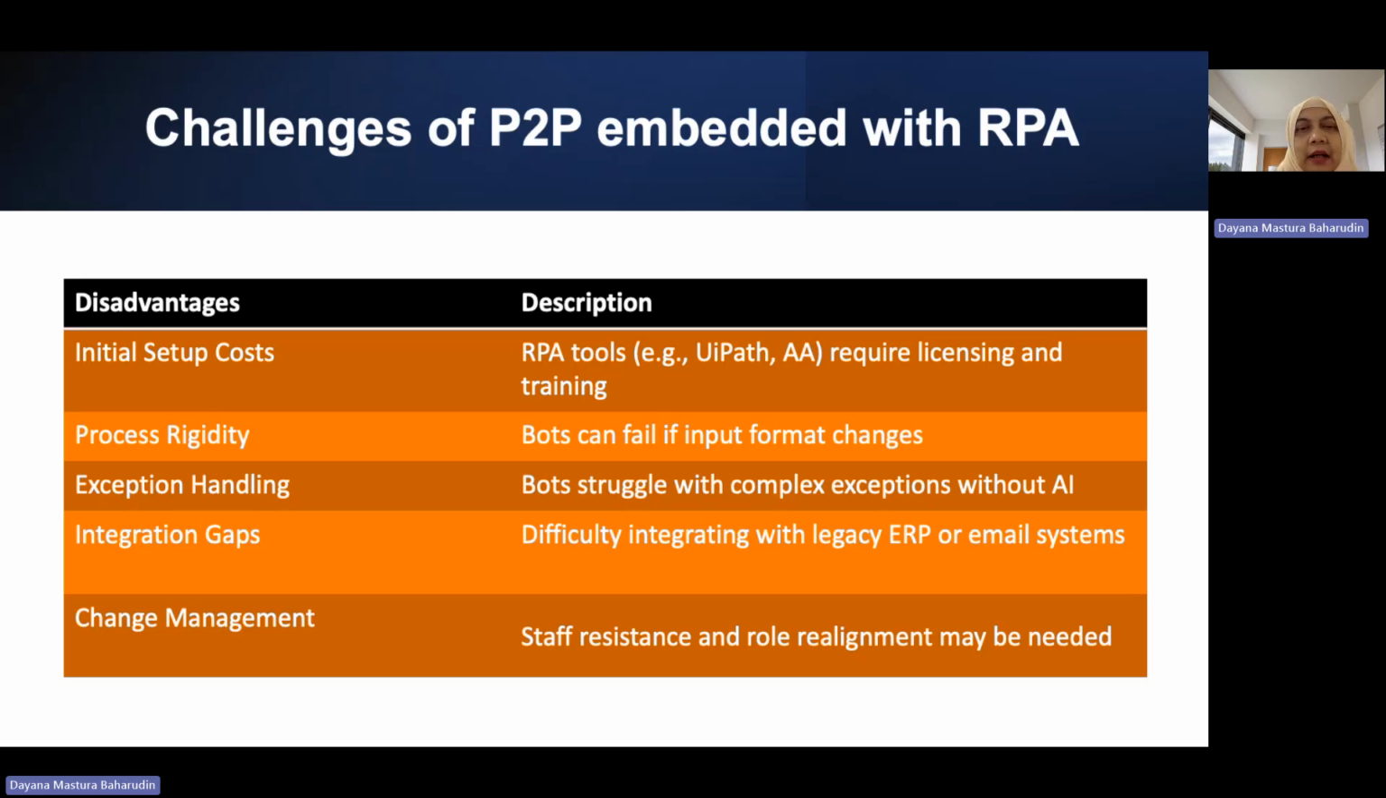But the thing is, for staff, there needs to be changing roles. Okay, from maybe P2P to O2C. In my next video, I'm going to talk about O2C, order to cash. So if you want to move that staff from P2P to O2C and they don't want to, this is a big problem.